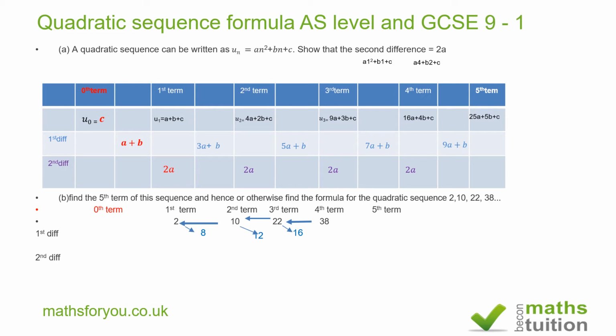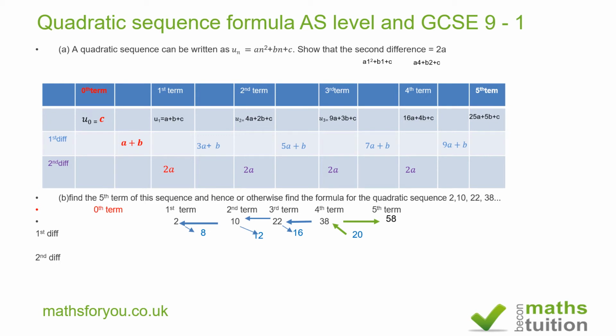So we expect that the first difference between the fourth term and the fifth term has got to be 20, because they're going up by 4s. So in here we should have 20. If we add 20 to 38, we should get 58. So the fifth term is 58.